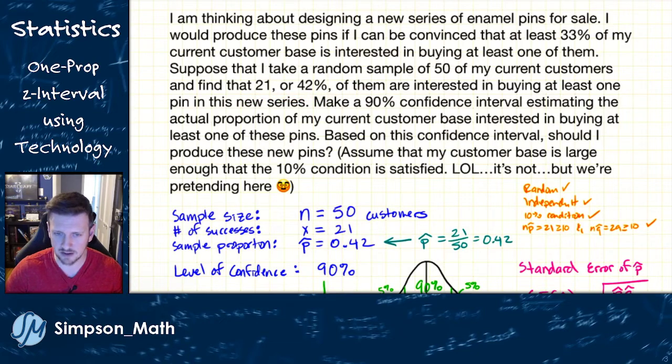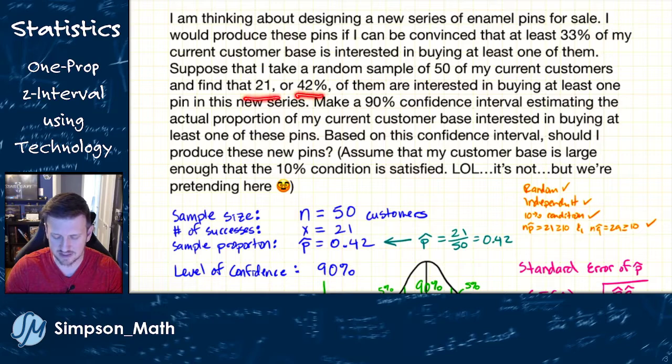So let's talk about our givens. First up, I say that 50 of my current customers is who I sampled, and so that's my sample size, that 50. This 33% here is a number that was given to me in the problem, but that's going to be more of a call to action. What am I going to do after I find my confidence interval? So this is not something I'm going to use in my confidence interval just yet.